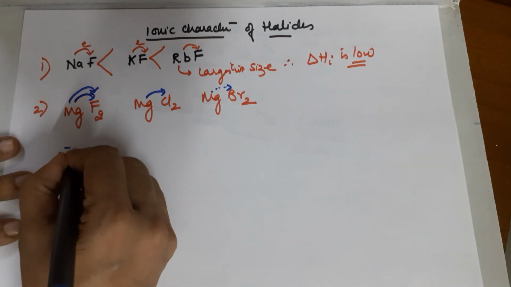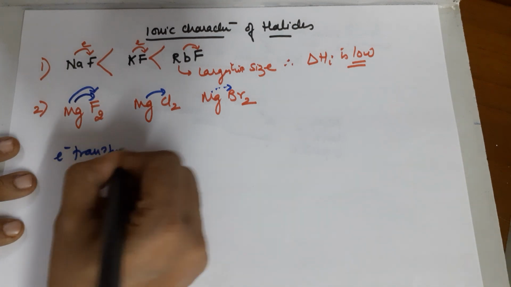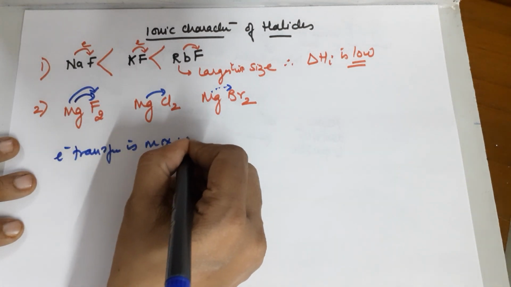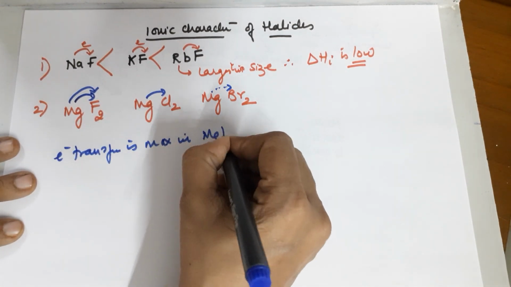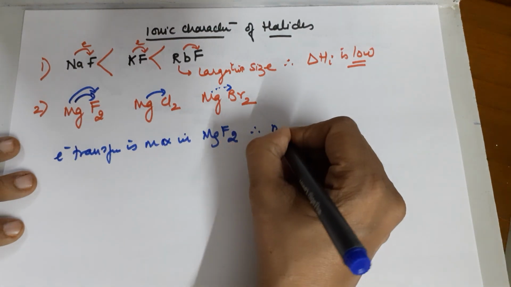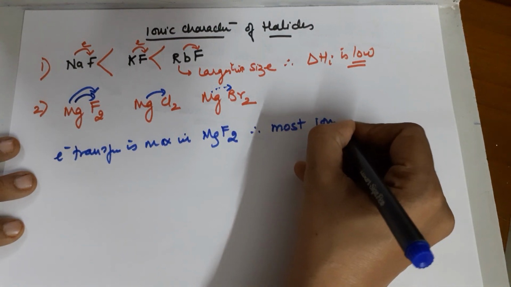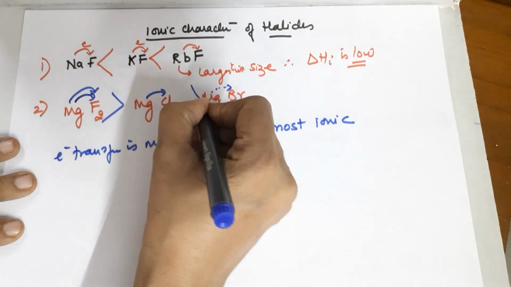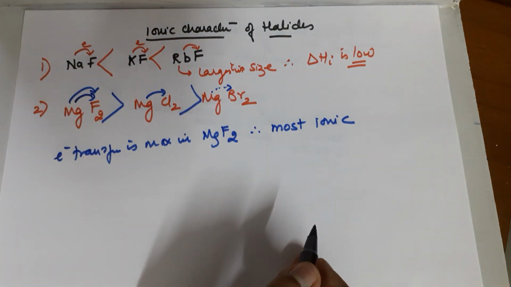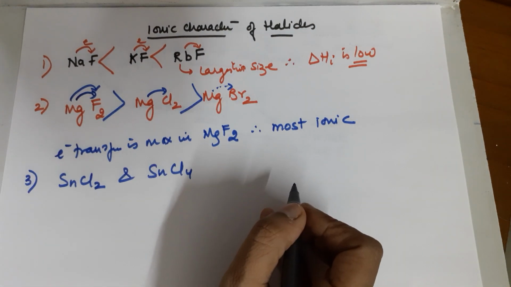So the electron transfer is maximum in MgF2. Therefore, this becomes most ionic. So the ionic character now would be like this. Fine. Moving on to the third example.